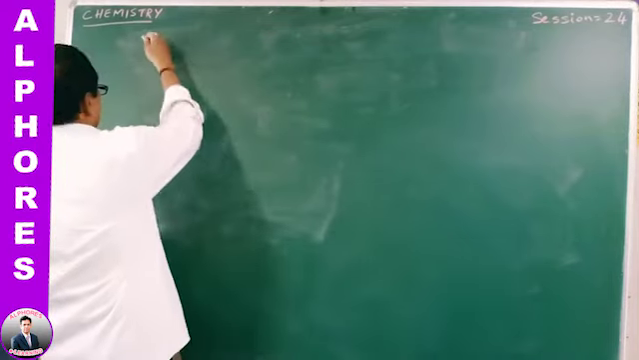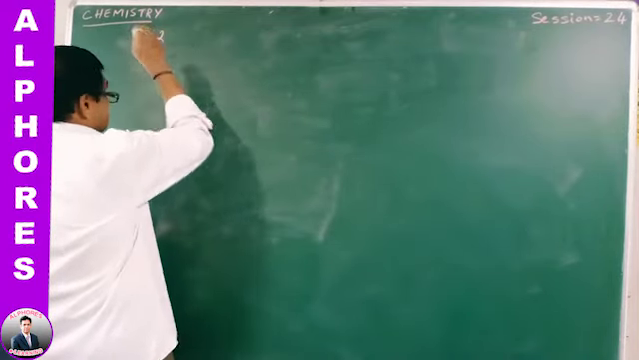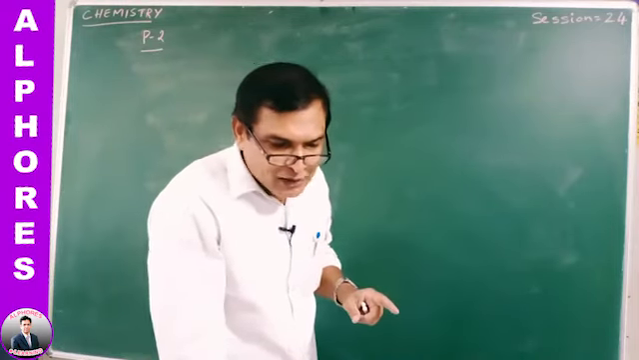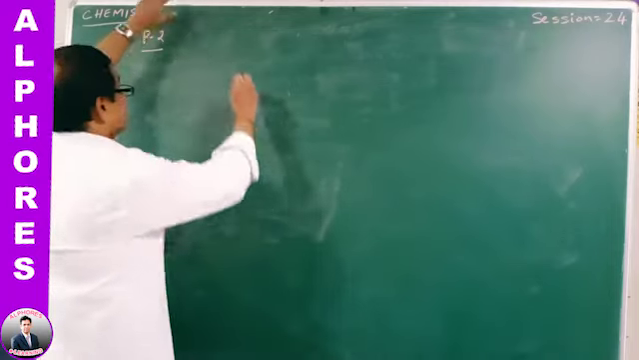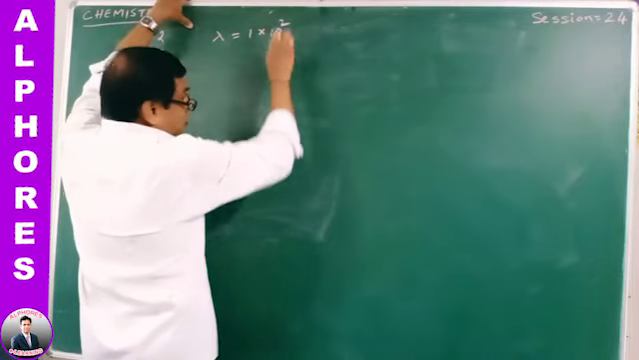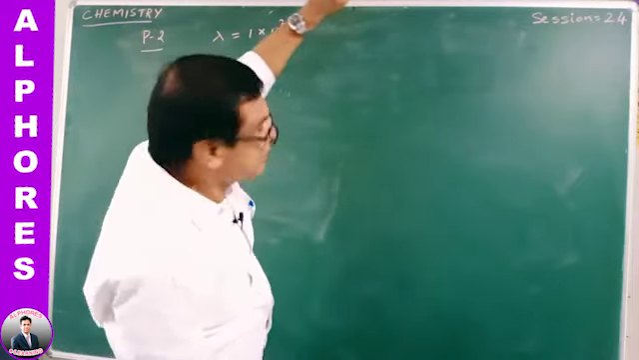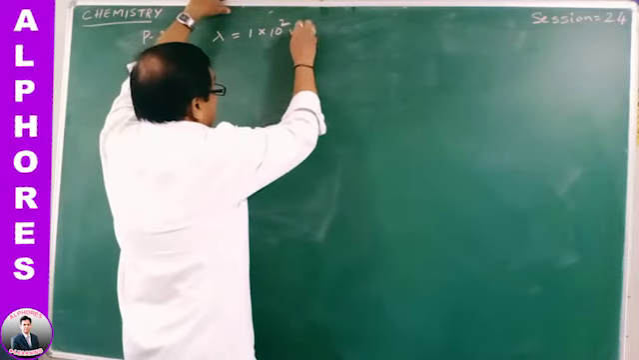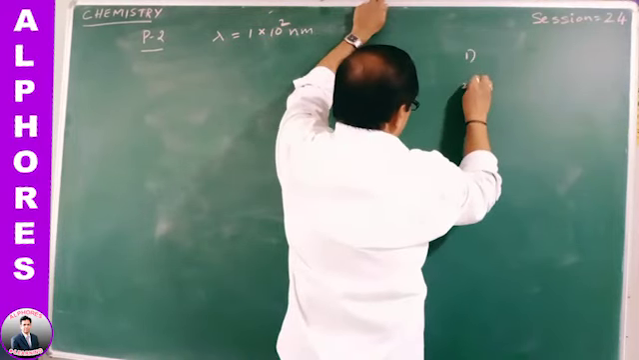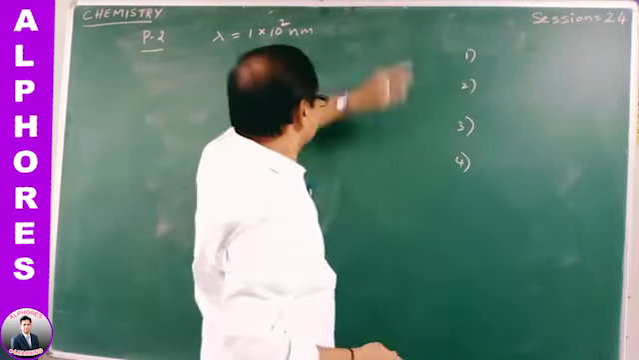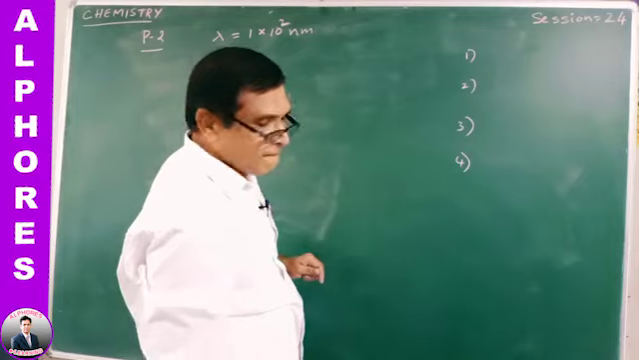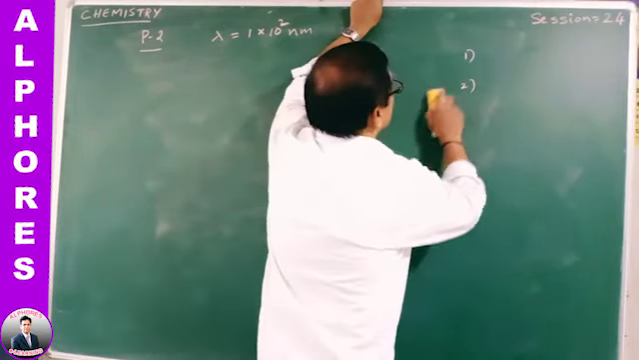Next, problem number 2. Once again the problem is the velocity of an electron with de Broglie's wavelength. De Broglie's wavelength lambda is equal to 1 into 10 to the power 2 nanometers. It is given in nanometers. Let us take options here, first option, second option, third option, and fourth option. No need for options, let us solve the problem.